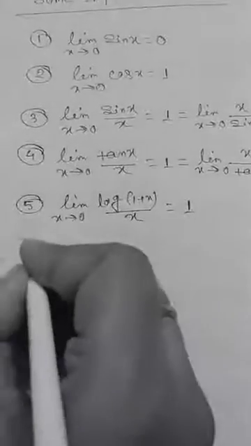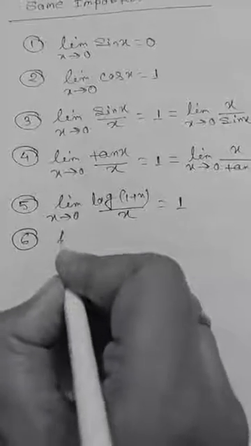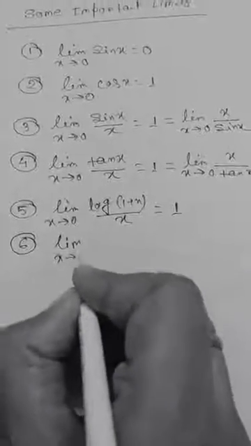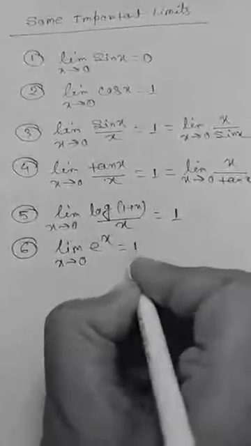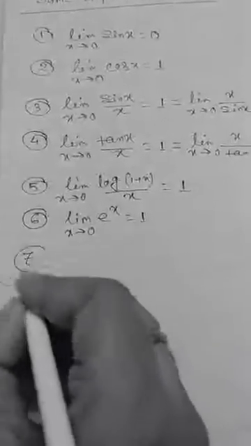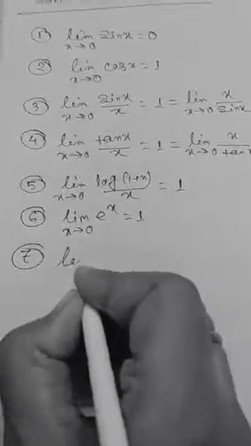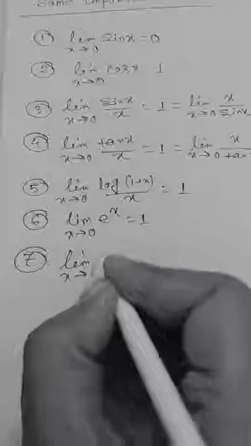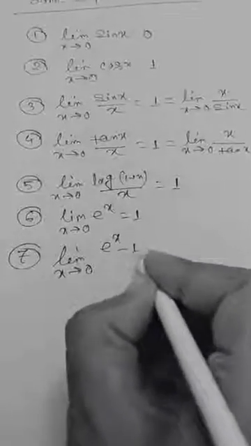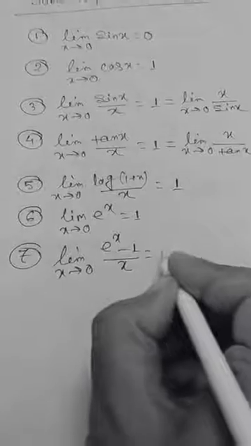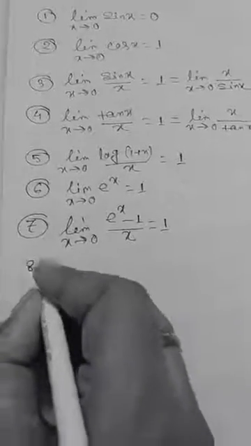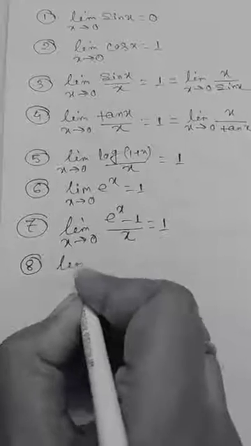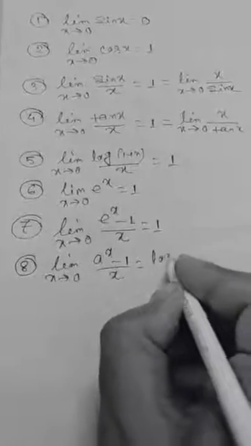Next, number 6, limit x tends to 0, e to the power x is equal to 1. Number 7, limit x tends to 0, (e to the power x minus 1) by x is equal to 1. Number 8, limit x tends to 0, (a to the power x minus 1) by x is equal to log a base e.